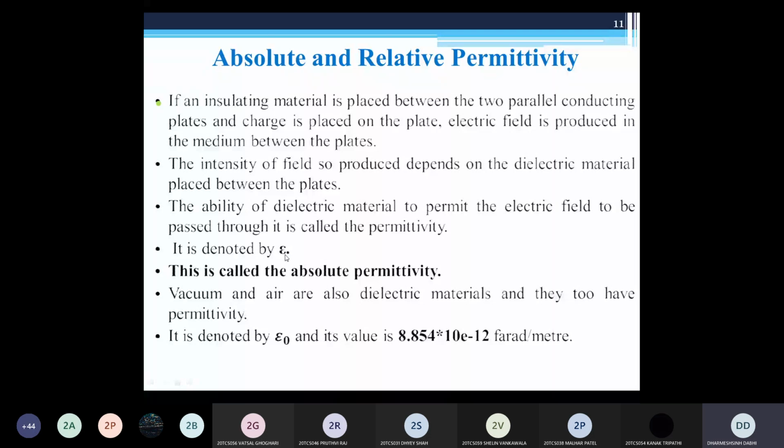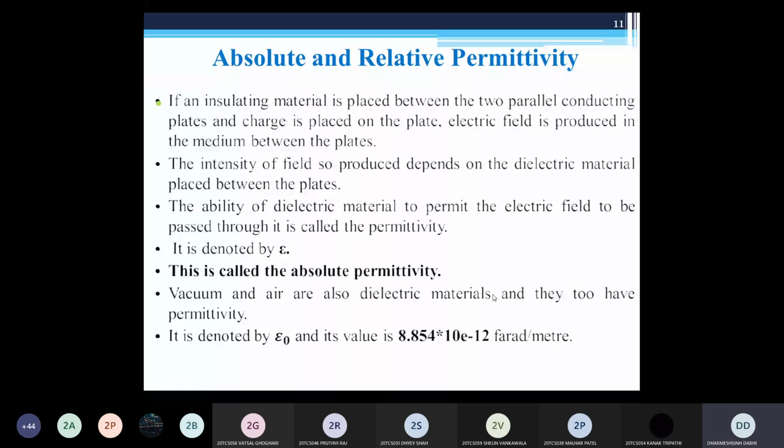So equation of E is what? Epsilon 0 into epsilon R. But for the vacuum and air, which is also a dielectric material, that also has a permittivity. But in air or vacuum, relative permittivity is 1.